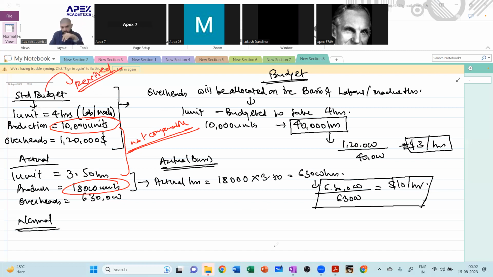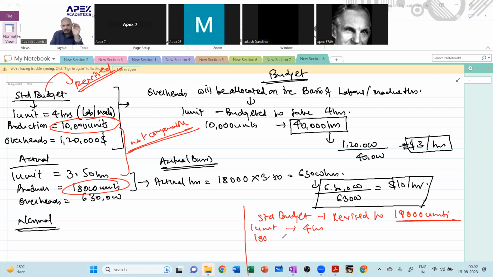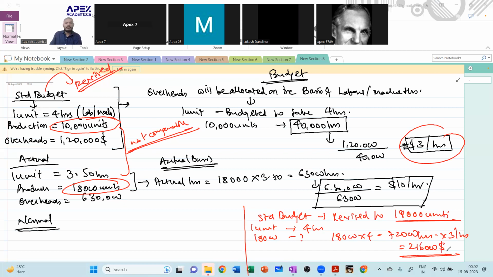Now look over here how the standard budget will get revised. It will be revised to 18,000 units. Now please pay attention. For making 1 unit, it takes you how much time? 4 hours. So for 18,000 units, it will take you 72,000 hours. And what is the rate per hour? It is 3 per hour. So what is your standard cost now? 72,000 multiplied by 3. 2,16,000.